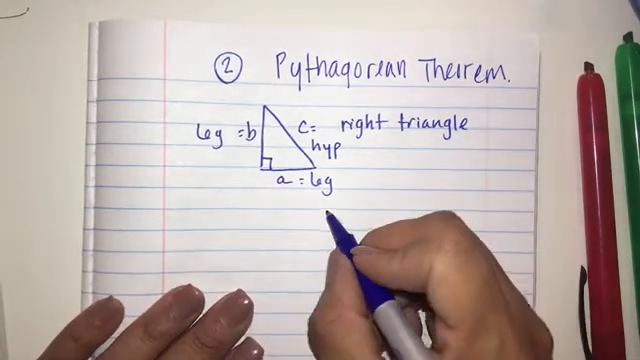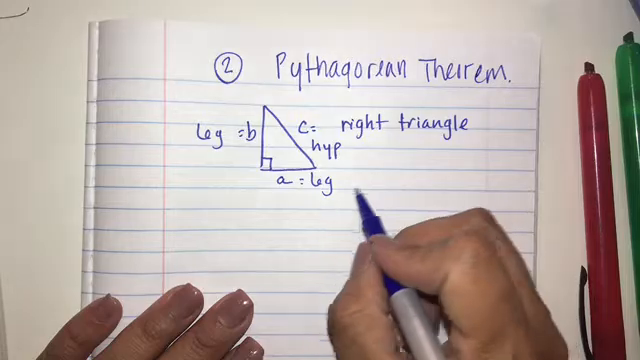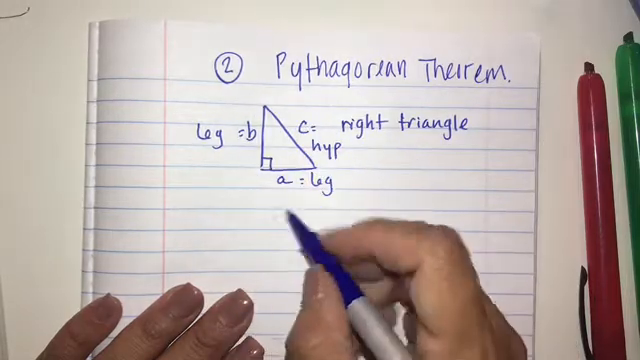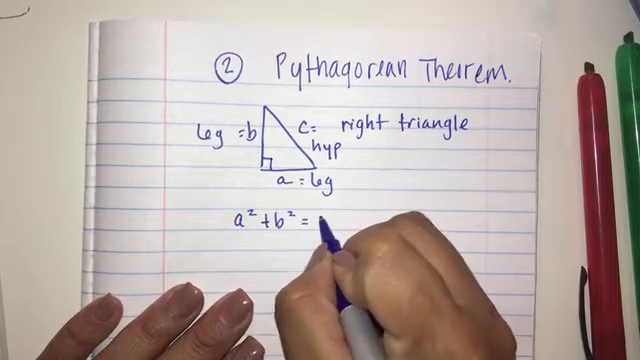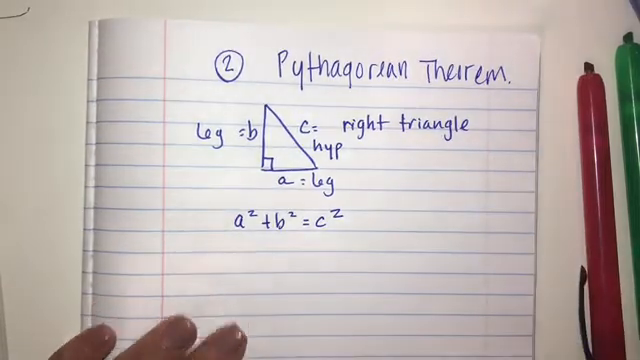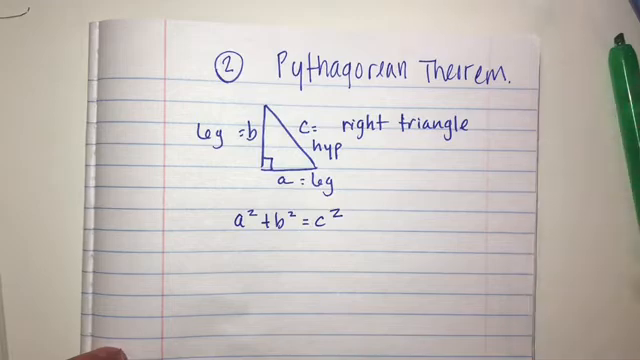So when I'm talking about right triangles and I'm trying to find these lengths, I'm going to use a formula: a squared plus b squared equals c squared. So let's go ahead and go right into an example.